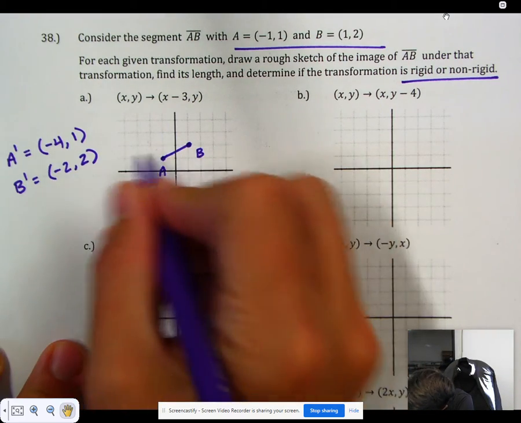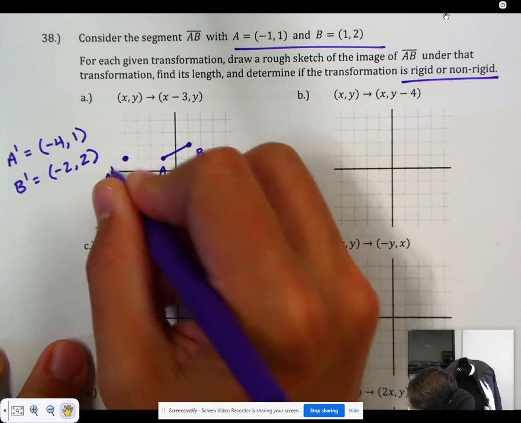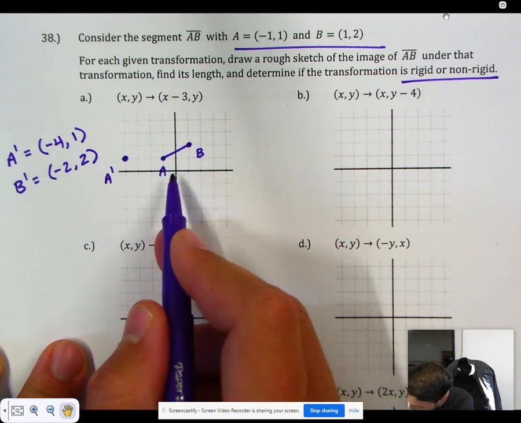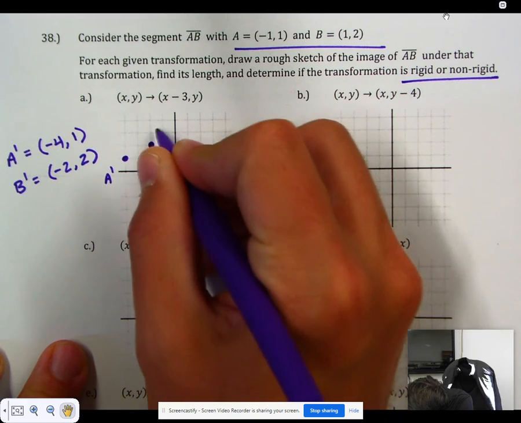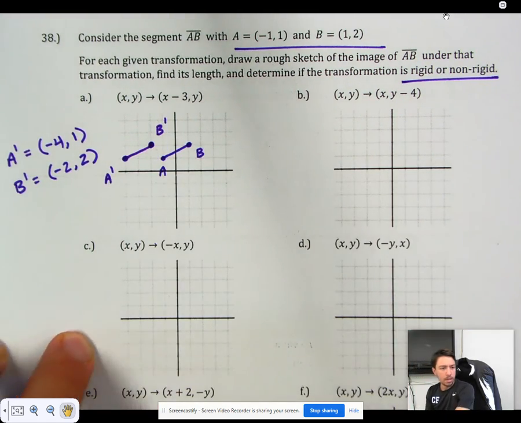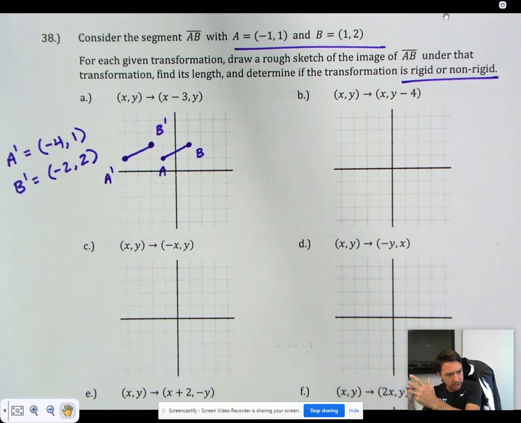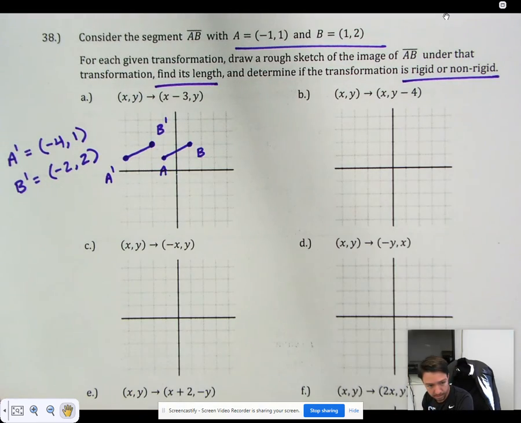So if I graph these points, -4, 1 is right there, so that's where my A prime was. And then B, -2, 2, B prime. Now, so that's what happened. The whole thing shifted left 3 units. So it says we've defined the length of the new segment.